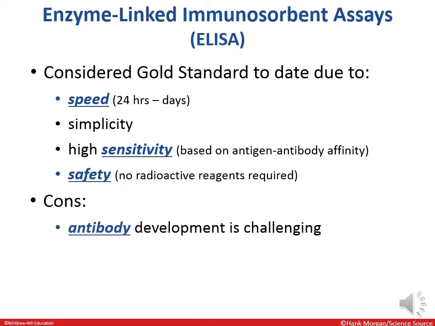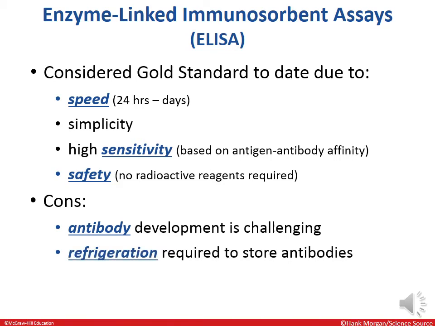Some of the downsides is making those antibodies on the front end can be very costly. It can be very time-consuming. And very oftentimes you'll have antibodies that have high cross-reactivity, which means it can bind to more than one serotype of a particular antigen. And so you may or may not be able to distinguish between different strains of organisms if those antigens don't change very much from one strain to the other.